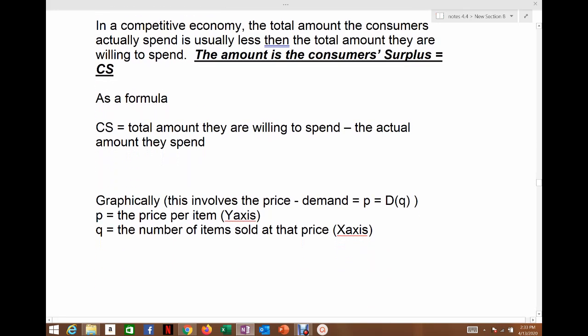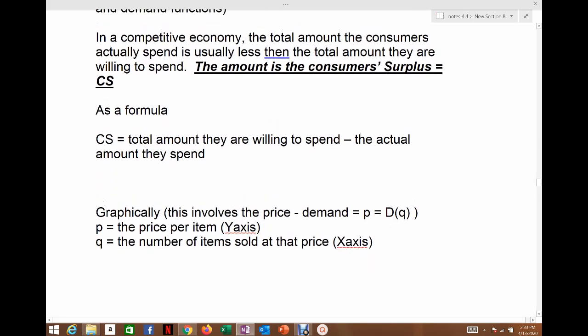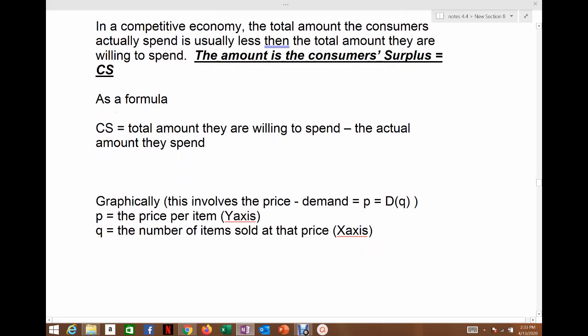Alright, so when we have a competitive economy, the total amount the consumers actually spend is usually less than the total amount they're willing to spend. That extra amount that the consumers felt like they kept in their pocket is what's considered the consumer surplus, which I like to simplify as CS. So my capital C, capital S stands for my consumer surplus.